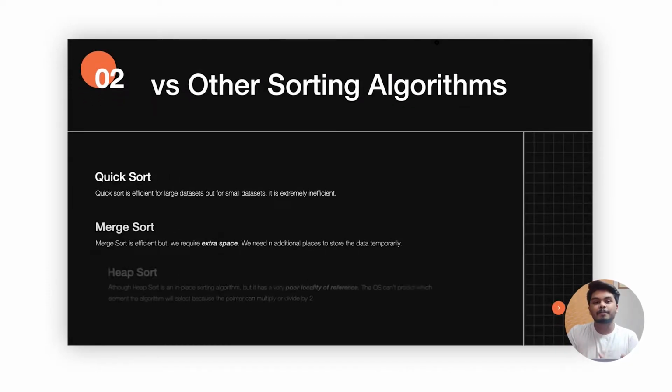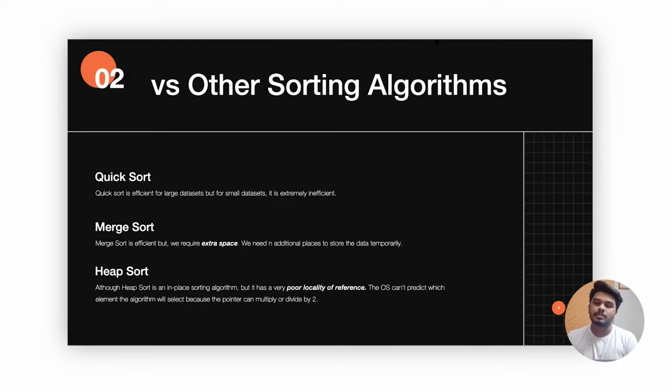Moving on, now let's compare Timsort to other sorting algorithms. Yes, quicksort is fast. It has an average time complexity of n log n, but in the worst case, it takes n squared. It is efficient for large data sets, but not so for small data sets.